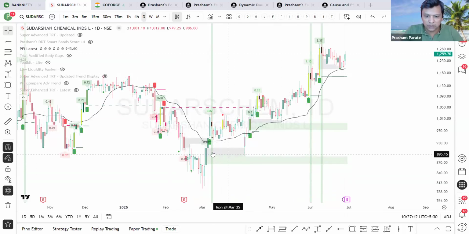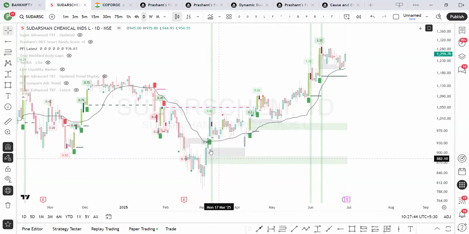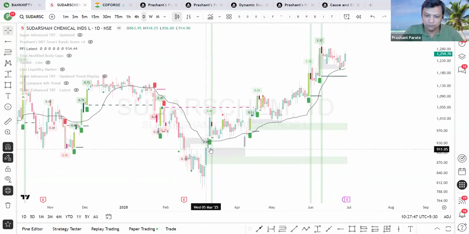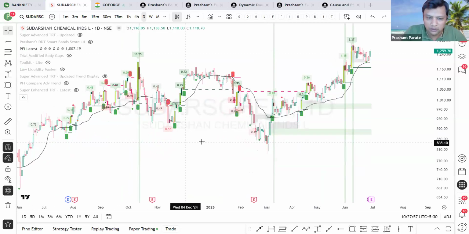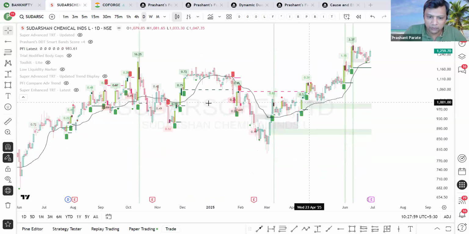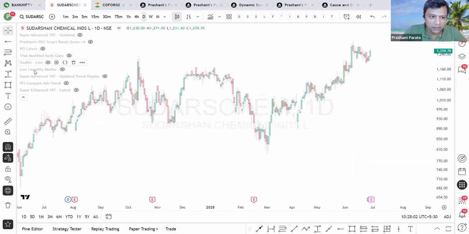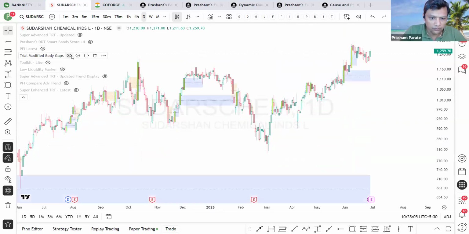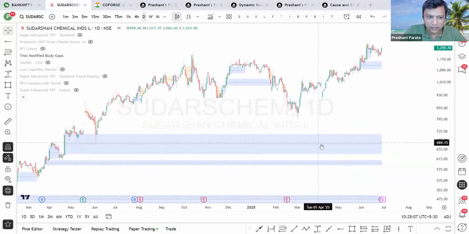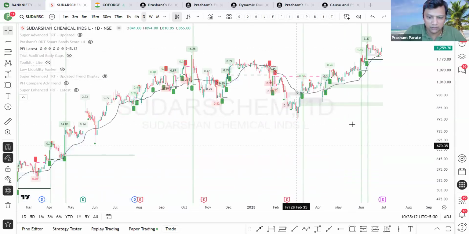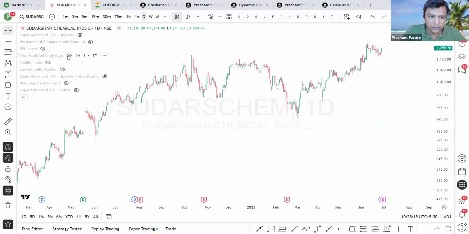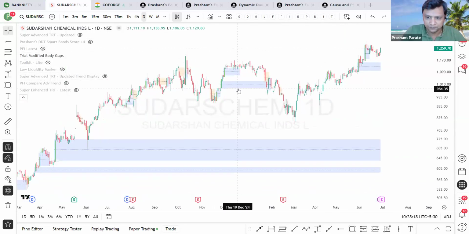And those strong body gaps which I have shown, they are also visible on this PFI indicator. They're already incorporated in that, so you don't need to use it separately. But because of some properties of TradingView, they are not printed in the same manner like this. Past gaps are not visible with the PFI table, PFI levels. Therefore, if you want to check, you can add this separately.